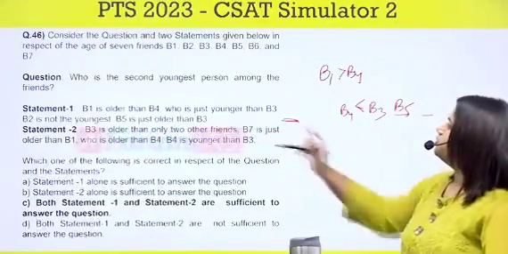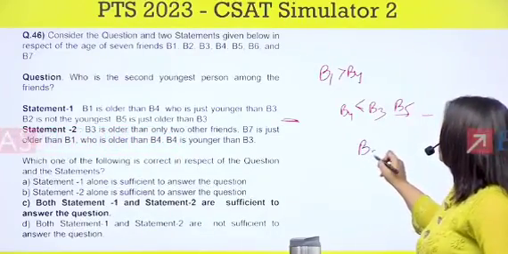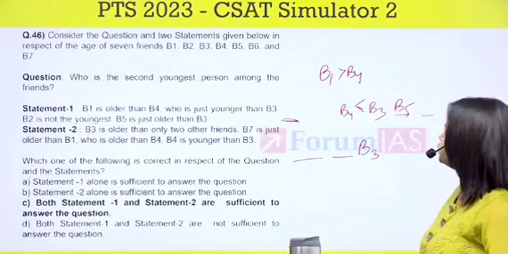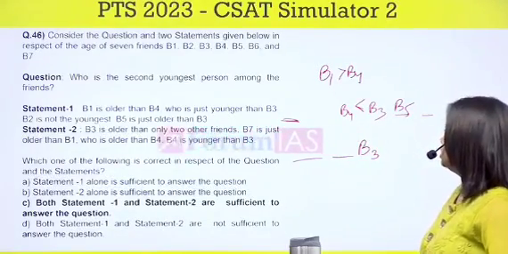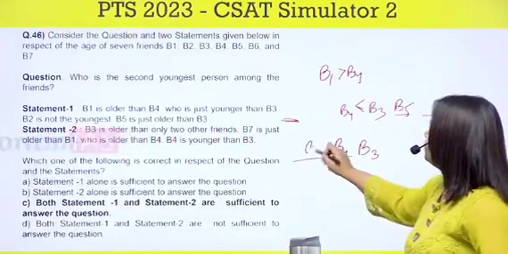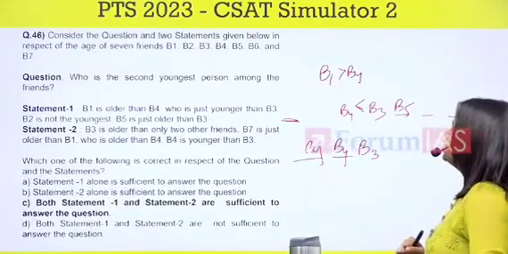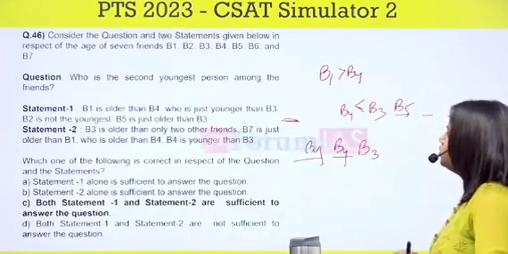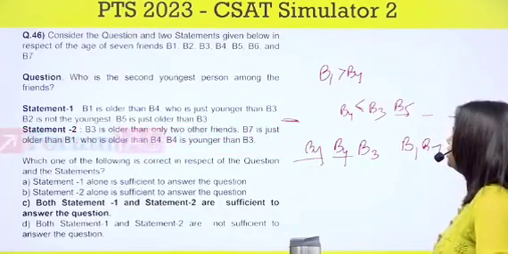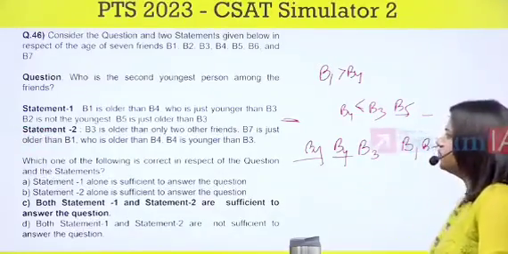Then statement 2, B3 is older than only 2 other friends. B3 se chote, only 2 people are there. B7 is just older than B1, who is older than B4. B4 is younger than B3. If B4 is here or B4 is here, right? Then B1 is older than B4, so B1 will be somewhere here. B7 has to be older than here, and B3 is only older than 2 other friends. So this is the only thing that I have from statement 2.